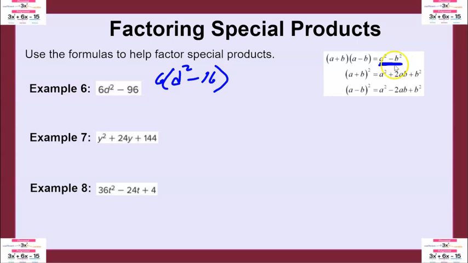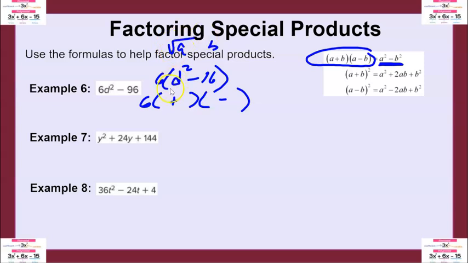So what I have is this one right here. So I want to write it like this, a plus b times a minus b. So I'm going to start with my 6 on the outside, and I have 2 parentheses. I know one's going to be plus and one's going to be a minus. And then all I have to do is take the square root of a and the square root of b. So the square root of d squared, which is my a. So this is my a and this is my b.